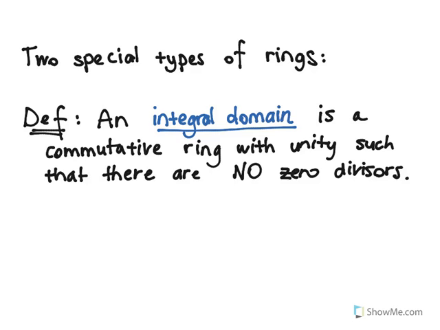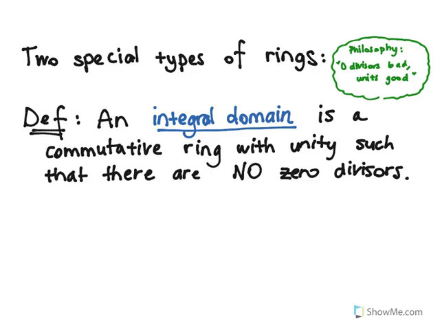So here's the two special types of rings, and maybe just to contextualize this, I'll tell you that the general philosophy here is that zero divisors are weird and bad, and units are great. So I'm going to be looking for rings that either have very few zero divisors or a lot of units.